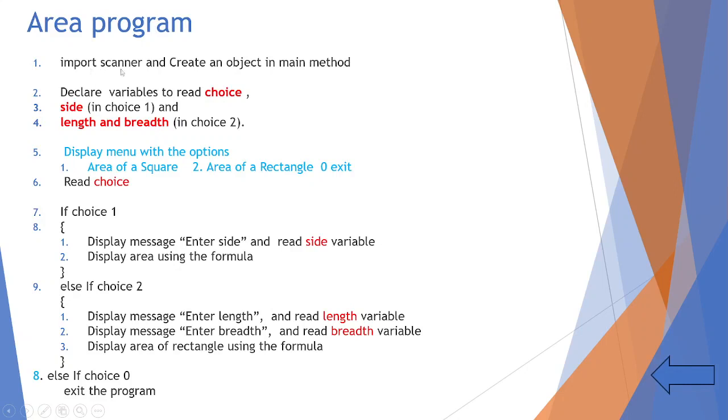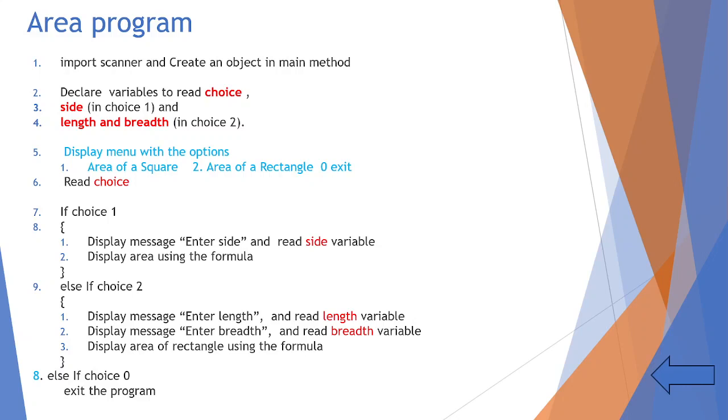First of all, we import scanner, create an object in the main method and declare 4 variables. First one is to read the choice. Second one, in choice 1, we need side to calculate side into side. And in choice 2, we need 2 variables, length and breadth, to calculate the area of rectangle. After these declarations, display the menu with the options: System.out.println 1 area of square, 2 area of rectangle, and so on and so forth.